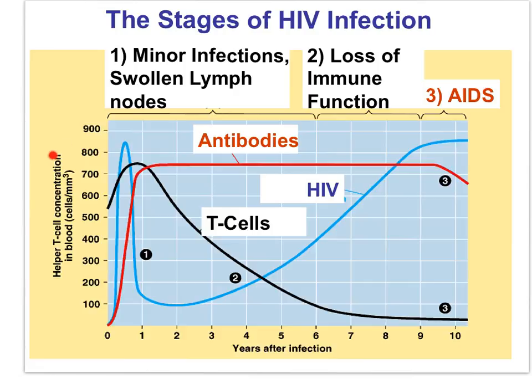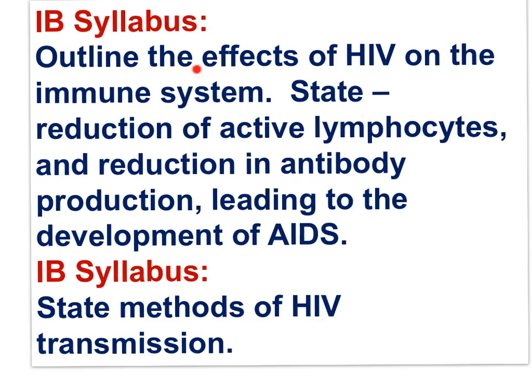This graph displays helper T cell concentration across time following HIV infection. You can see the number of helper T cells declines over time following HIV infection. HIV, by infecting helper T cells, compromises the entire immune system. So, can you outline the effects of HIV on the immune system? Can you state that there's a reduction of active lymphocytes and a reduction in antibody production, leading to the development of AIDS, which is acquired immunodeficiency syndrome?